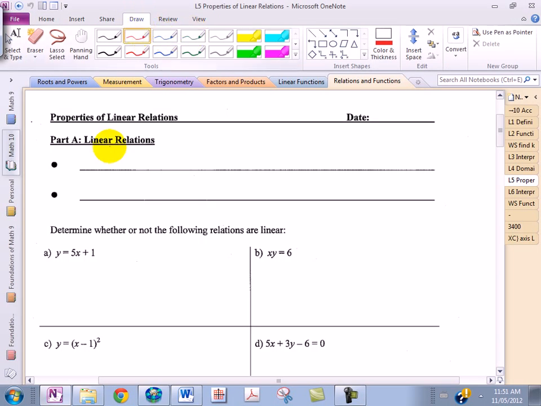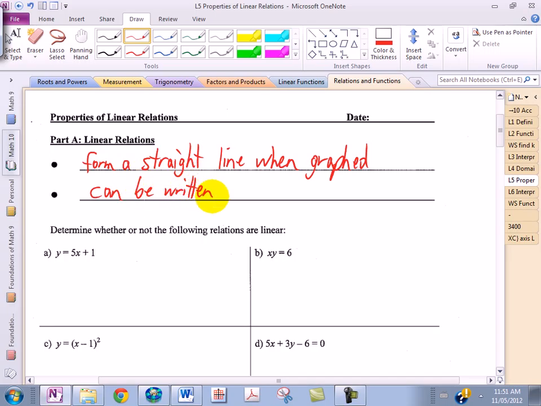Okay, so properties of linear relations: a linear relation forms a straight line when graphed, and it can be written in the form y equals mx plus b. Okay, so if you can change it to y equals mx plus b, you know you have a linear relation.